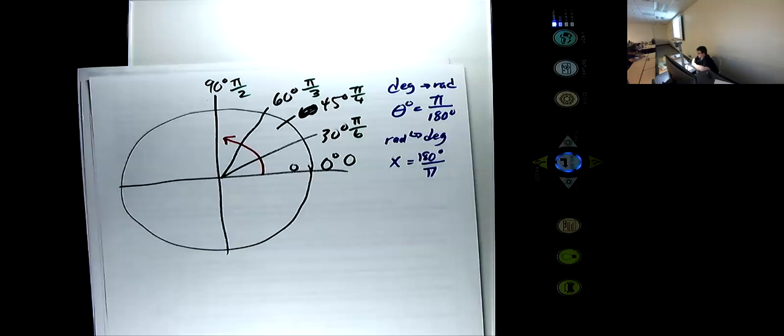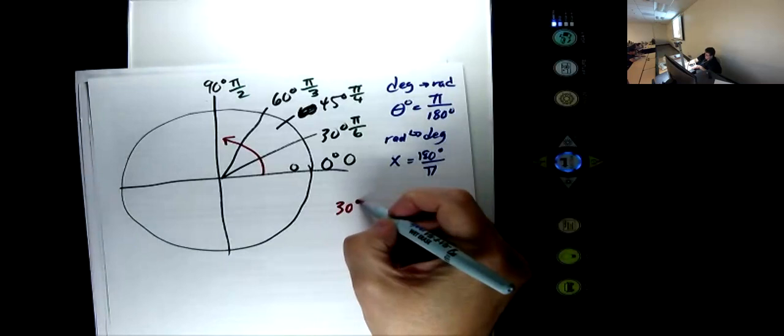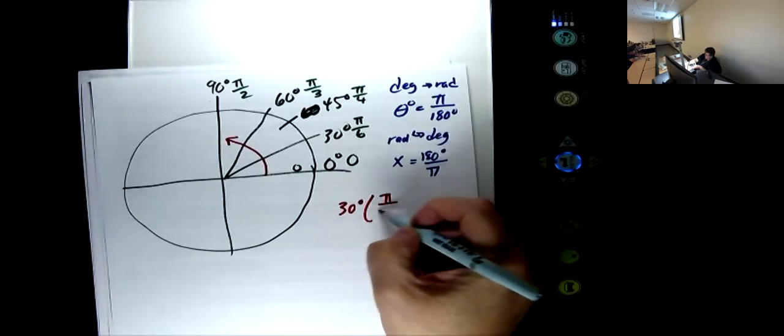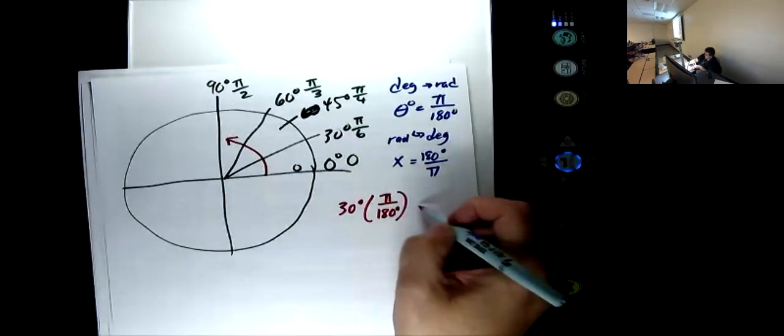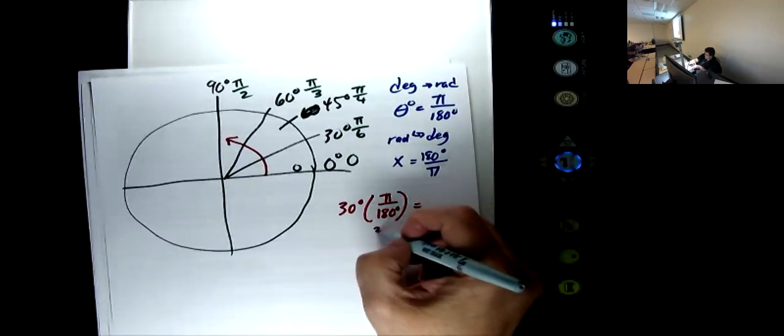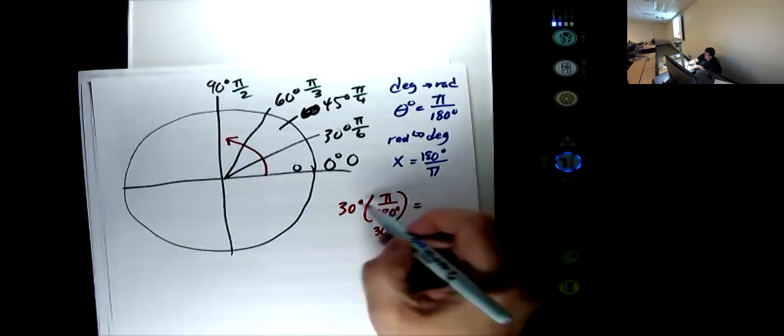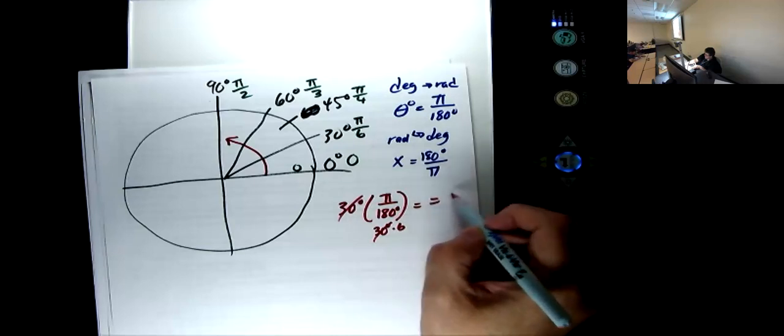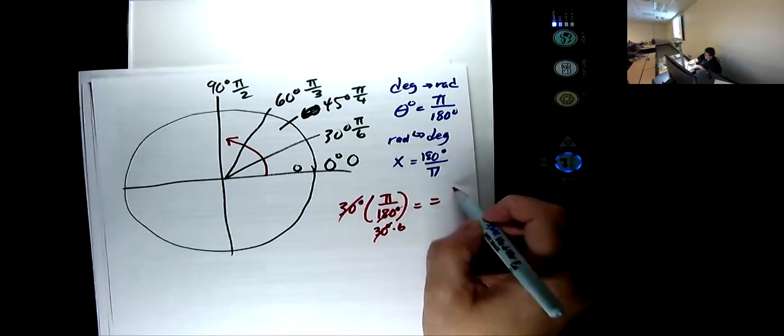Failing to see how you get from degrees to radians? You multiply. So if I wanted to go from 30 degrees to pi over 6, I take 30 degrees and multiply it by pi over 180. This is 30 times pi over 180, which is 30 over 180, so my 30s cancel and I've got pi over 6 left.